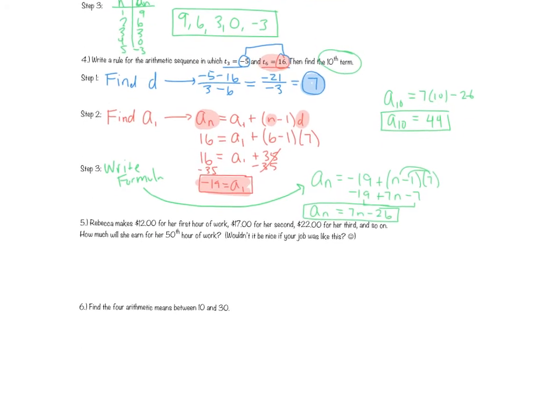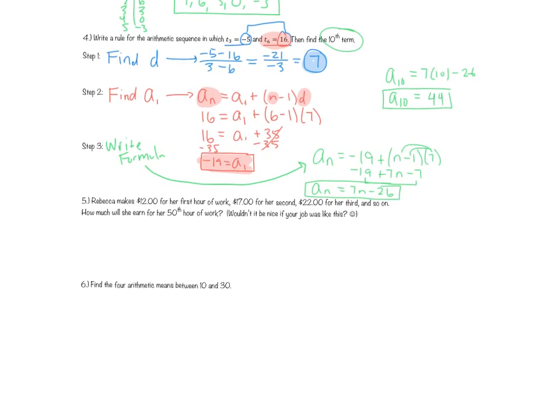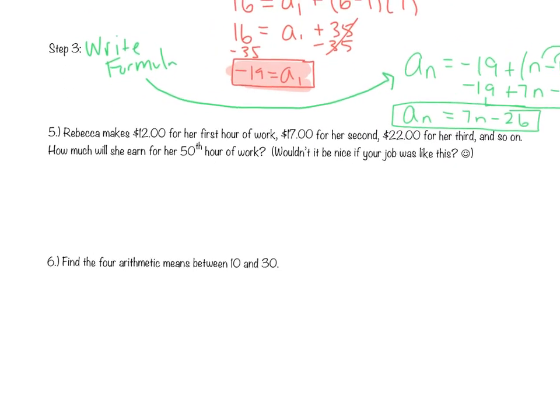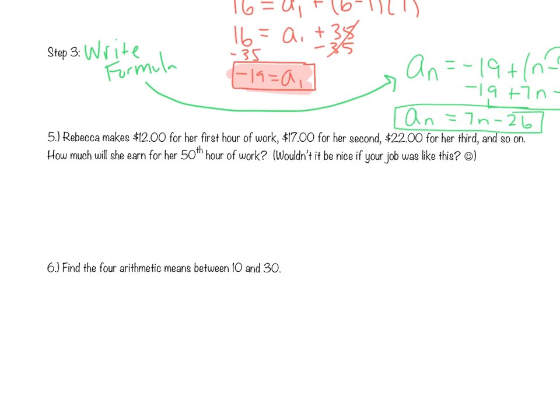The last questions here are word problems, but it's exactly the same thing. Basically, they're giving you a sequence. Rebecca makes $12 in her first hour, $17 in her second hour, and $22 in her third hour, and so on. How much is she going to earn for a 50th hour of work? They're essentially telling us that the sequence is 12, 17, and 22.